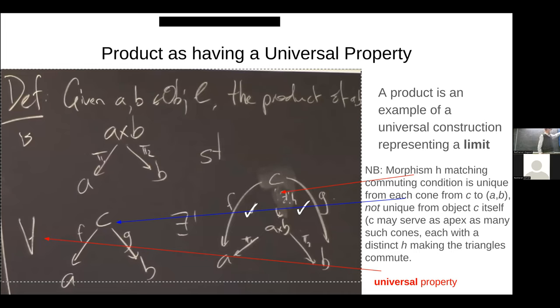Yeah, I just wanted to check my understanding. When we were talking about F and G, they don't have to be the only arrows. So for example, if in this diagram we had F1 and F2 going from C to A, and then G1 and G2 going from C to B, would that mean there would be four unique H's from C to A cross B, one for each possible pair of arrows?